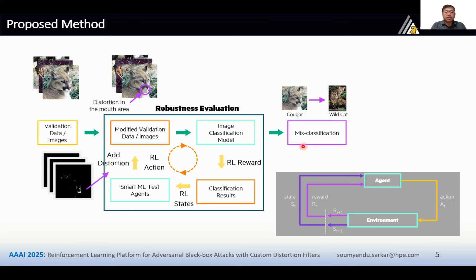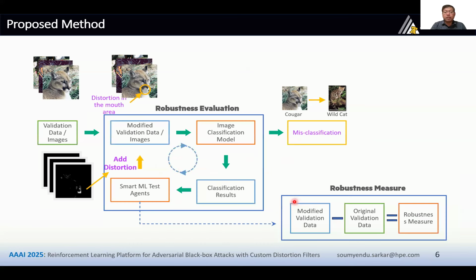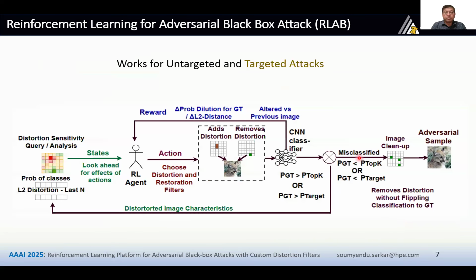Now here, as you can see, the agent progressively adds distortions. It goes to the image classification model, where the reward is, as we are going to discuss, how the ground truth probability is changing, and then it evaluates and takes further actions till misclassification happens. Now, the difference between the modified data and the original data is a measure of robustness: L2, Lp, the different measures are there.